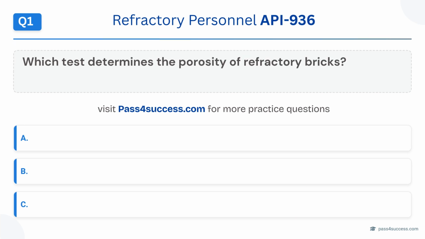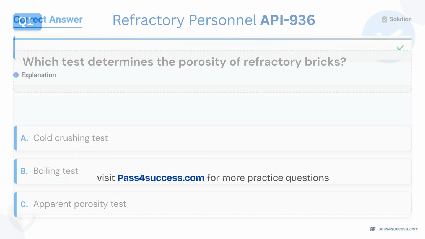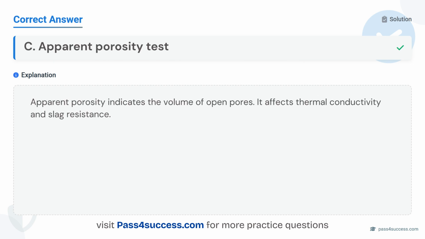Which test determines the porosity of refractory bricks? A. Cold crushing test. B. Boiling test. D. The apparent porosity test. Correct answer is C. Apparent porosity test. Apparent porosity indicates the volume of open pores. It affects thermal conductivity and slag resistance.